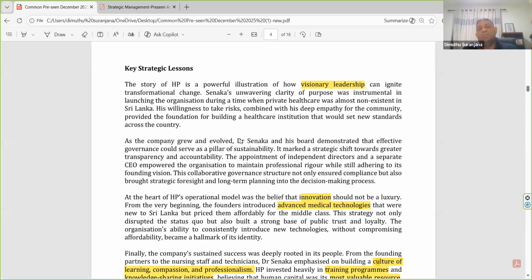So at that time, private hospitals were almost non-existent. That indicates maybe one of you may have been there at that time. His willingness to take risks, combined with deep empathy for the community, provided the foundation for building a healthcare institution that would set new standards across the country. So they developed a new standard in healthcare.